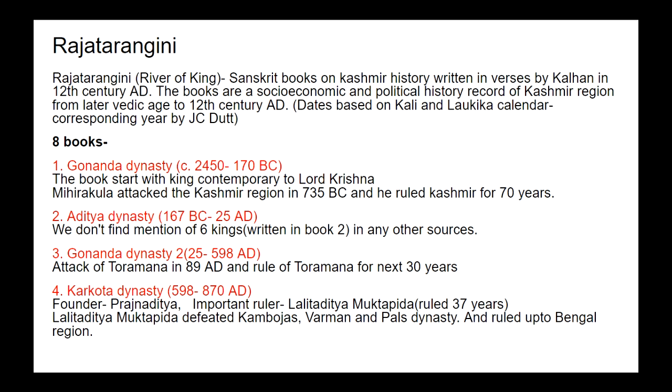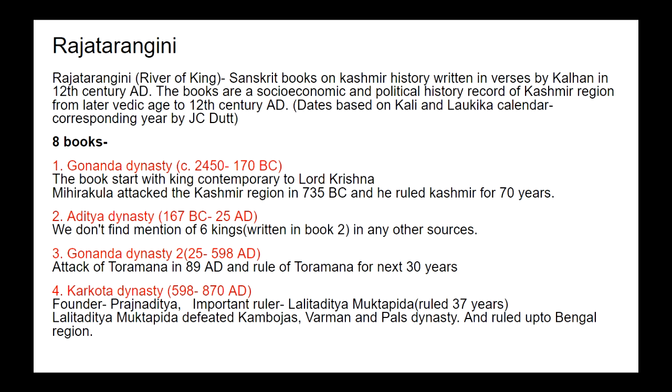And in this book, Kalhan describes the attack of Mihirkul on the Kashmir region in 753 BC, and Mihirkul then ruled the Kashmir territory for 70 years. The 735 BC date is mentioned by J.C. Datta. He converted the Kali calendar and Laukika calendar into the corresponding Gregorian calendar.